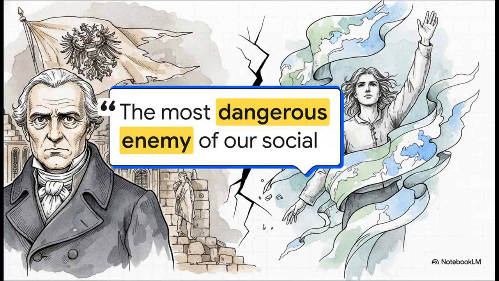This quote from Austria's top diplomat, Duke Metternich, tells you everything you need to know. It shows you just how terrified the old guard was of this dream of nation-states. To them, Mazzini wasn't some freedom fighter. He was a radical extremist who represented a future they were absolutely desperate to stop.